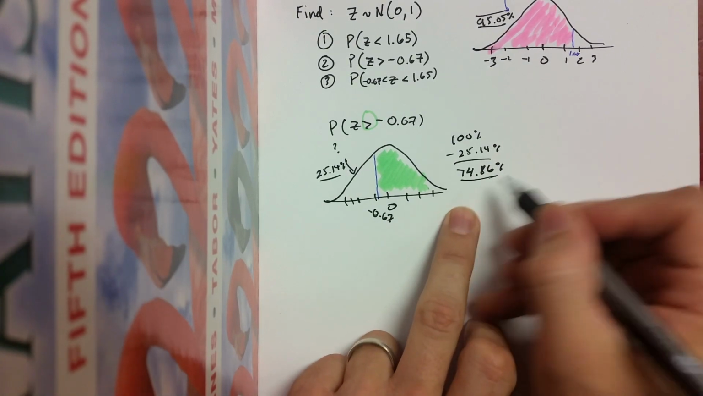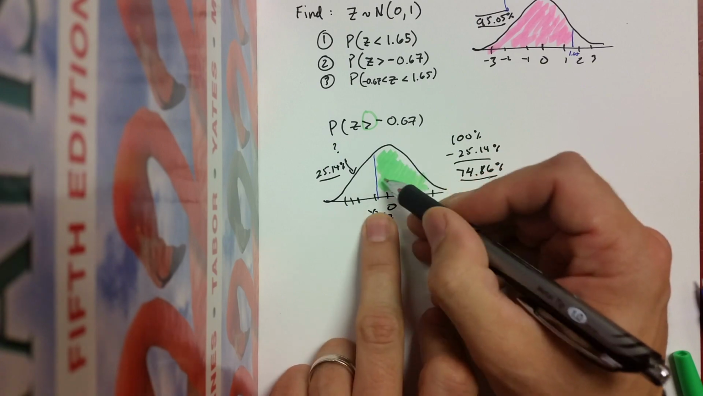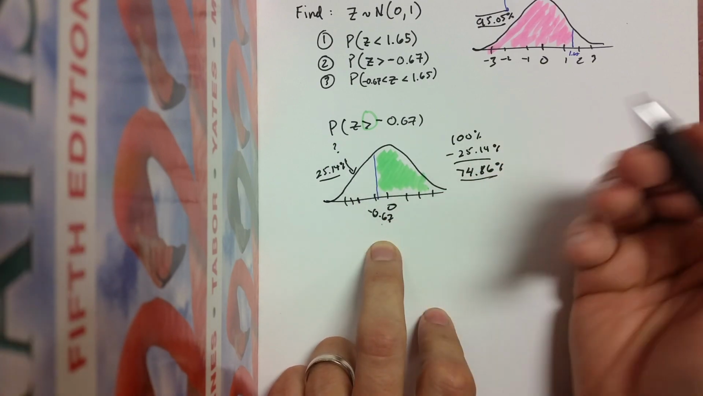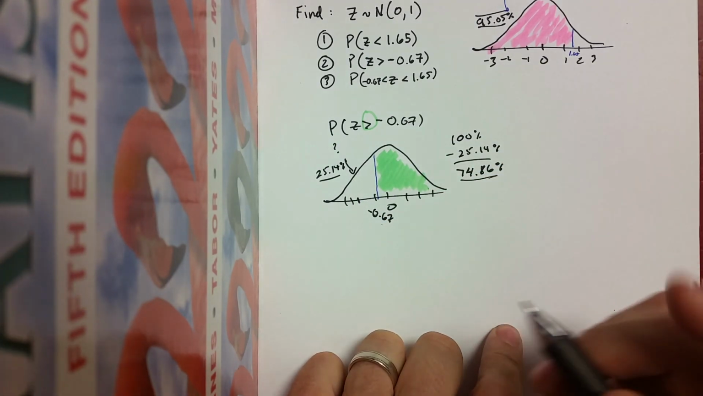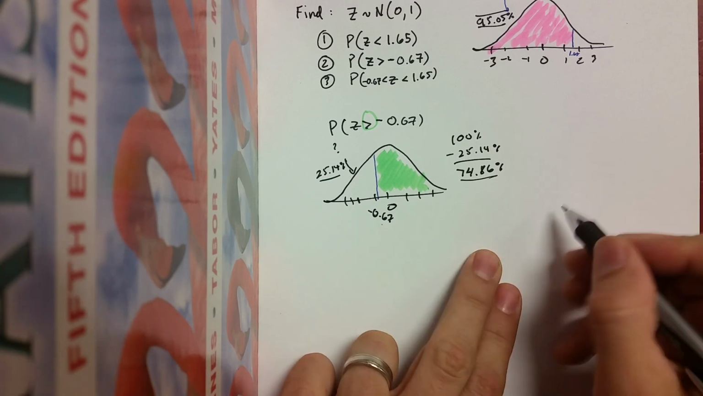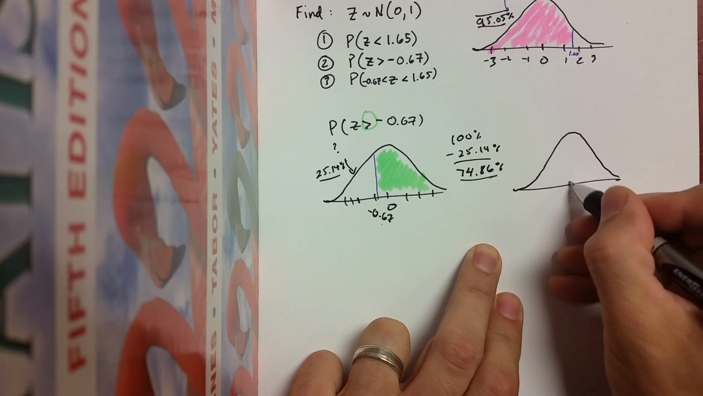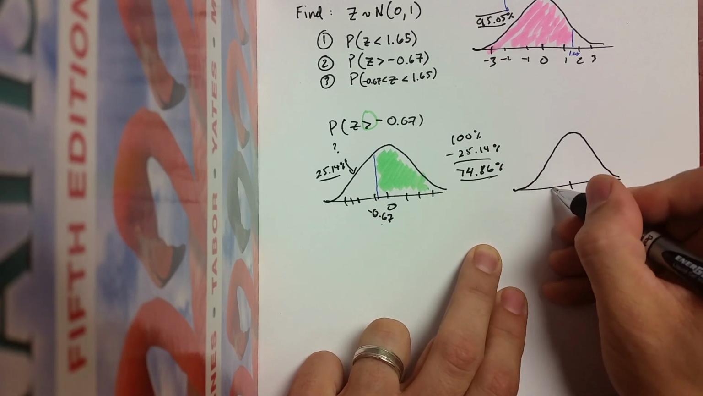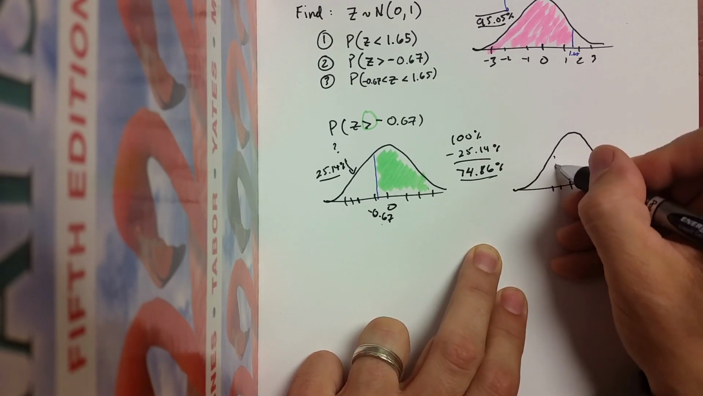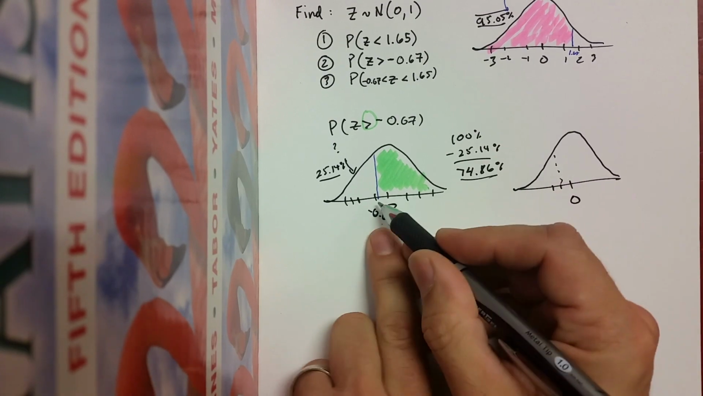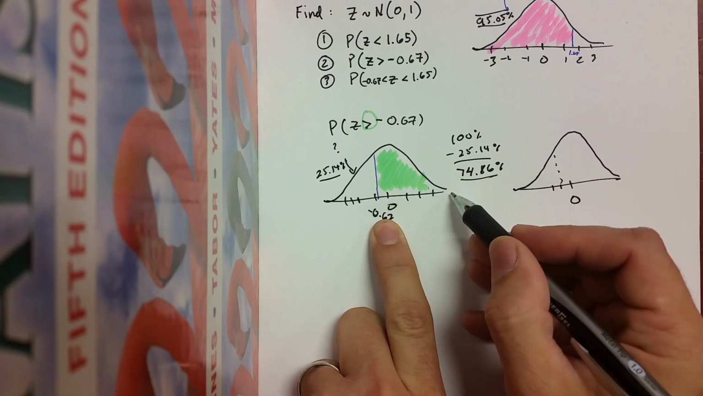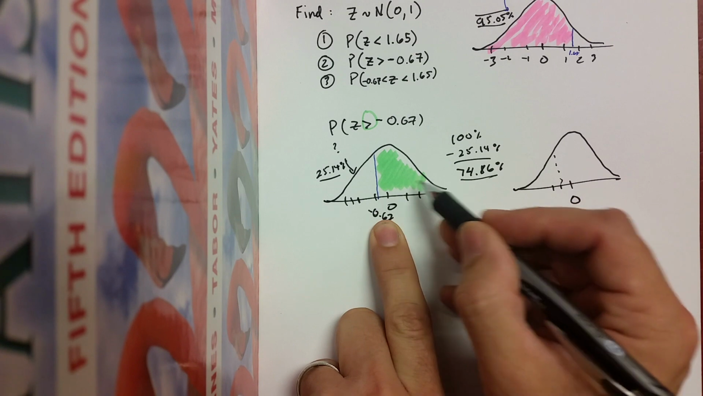So that would be the first method of finding this. If I want everything to the right, let me just find everything to the left and subtract from 100. Method two, well, let's think symmetrically. Let's draw this normal curve again, and we wanted everything to the right of negative 0.67. Don't you agree that this normal curve is perfectly symmetric?